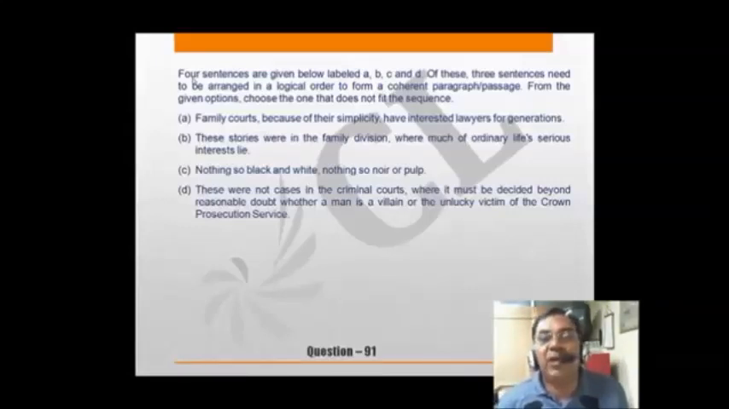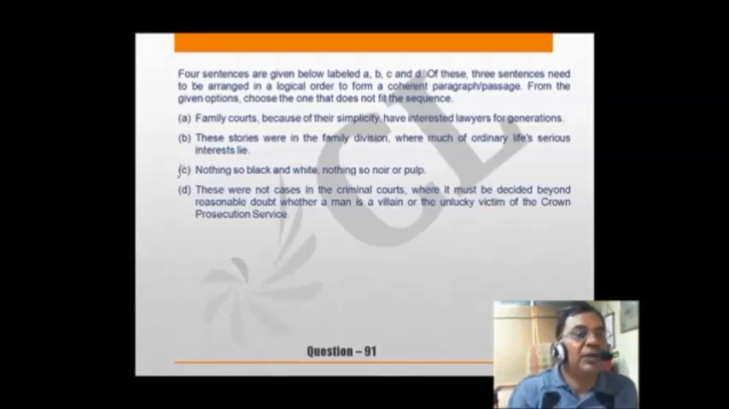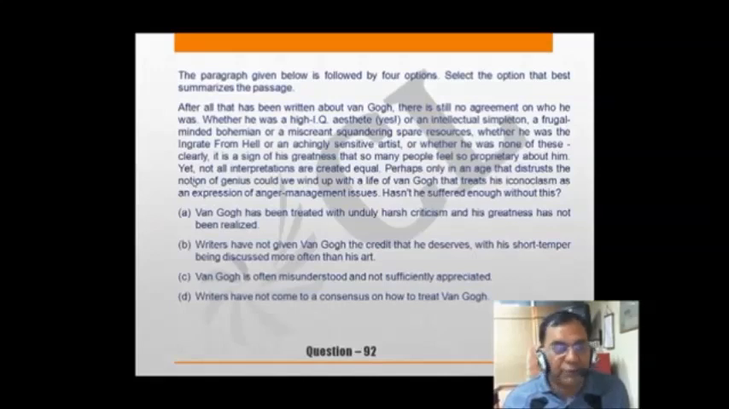Given A, B, C, D, arrange these sentences in logical order to form a coherent passage. You should choose the one that does not fit, the family coach. So I'll go for A, B, C. They're all talking about the family coach. So therefore D becomes the option. Summarizes, that means essence should be coming.